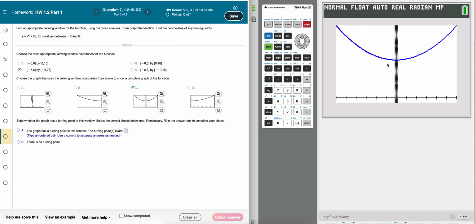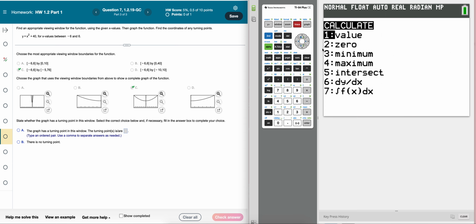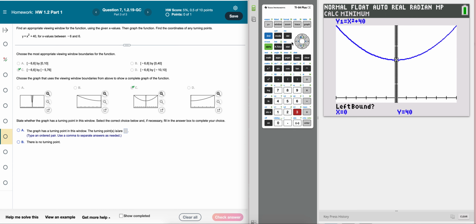To find this, the way that I fall back on when using the graphing calculator is to press second, calculate. In this case, my turning point was toward the bottom. We went down, down before we went up, so I'm looking at a minimum. So I choose number 3. It's going to ask me for a left and right boundary. So I'm going to go a little bit to the left of that point, and then a little bit to the right of that point. And then it asks me for a guess. Here's my guess, and then it's giving me my answer.